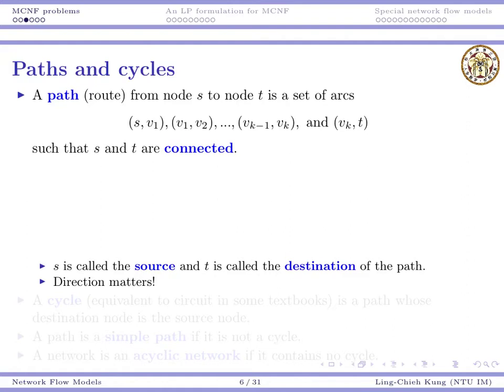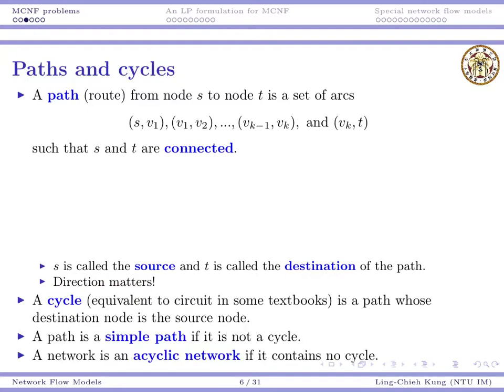In this case, we say S is the source and T is the destination of the path, and of course, direction matters. A cycle, or sometimes called circuit, is a path whose destination node is the source node. Okay, it's not very important in this lecture, but it's a common notation. A path is a simple path if it is not a cycle. And finally, a network is an acyclic network if it contains no cycle.